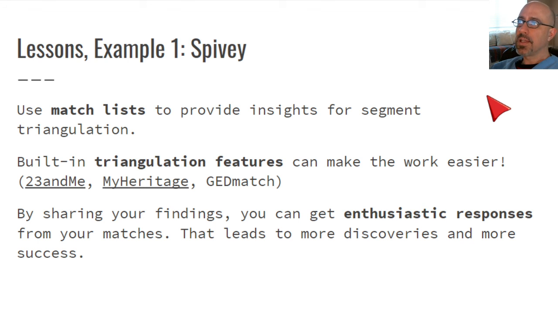Another lesson is that match lists provide insights. All of this starts with a match list, but we focus in like a laser when we apply the methods of segment triangulation. Built-in triangulation features, such as the ones available at 23andMe and MyHeritage, are really helpful in making this process a lot easier. So I hope that people will take advantage of those resources. People have gone through the trouble to build these tools, and I'd really like to see more people using them.